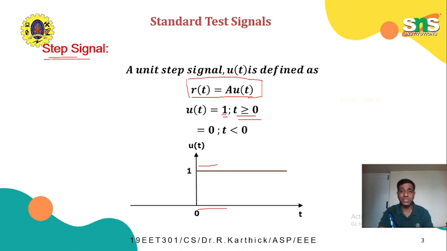And now we have a special case in which this A, if it is equal to 1, then you call this a unit step signal. A unit step signal or a step signal is a signal that rises to 1 at time t is equal to 0. So this is the first standard test signal, which can be generated in the laboratory, called the step signal.